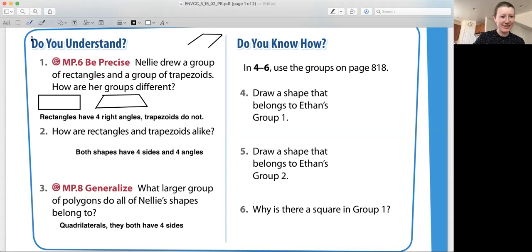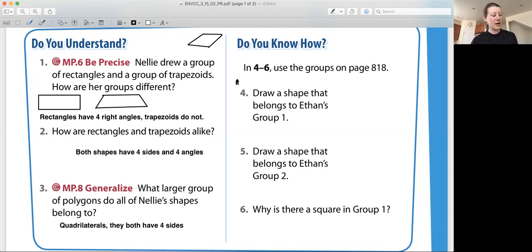Okay, I am having trouble drawing a rhombus right now. Maybe I need to try a different strategy. There, that's the best I'm going to get right now. Okay, that's a rhombus. And the other group is the trapezoids, which is this shape right here that I just drew. I didn't really connect the lines. Make sure those are connected because otherwise it's not a closed shape, right? So it's saying draw a shape that belongs to Ethan's group 1. So I just told you that group 1 is a group of rhombuses.